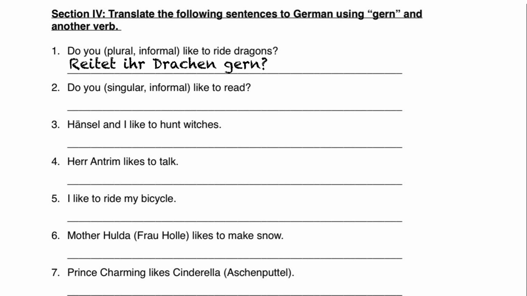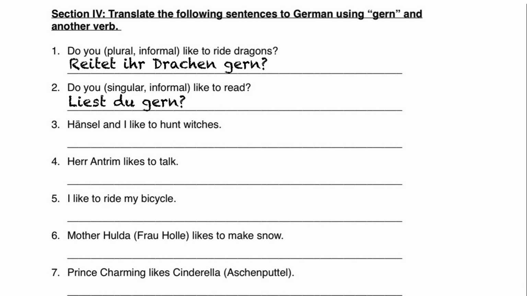Nummer 2. Do you, singular informal, like to read? So we start off here with our main verb, to read, which in the du form is irregular, and so we use liest, and then we just put gern at the end. Liest du gern?